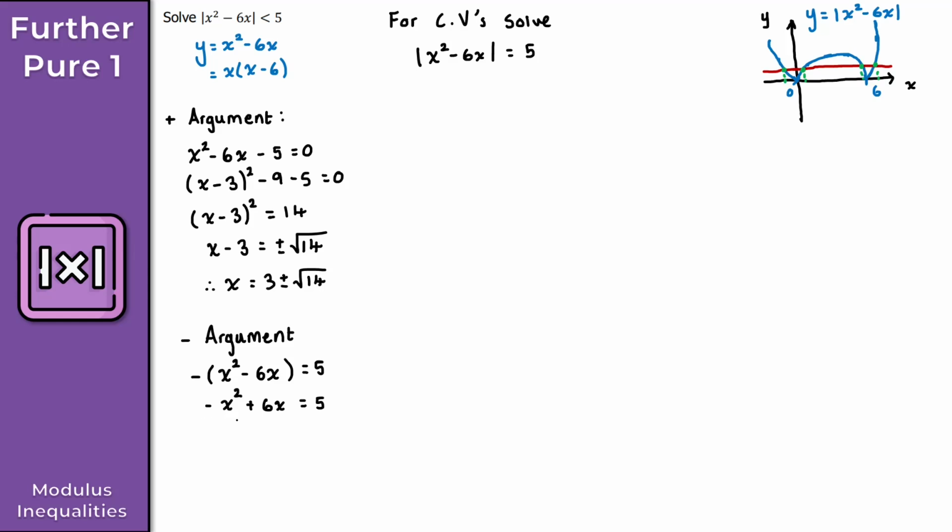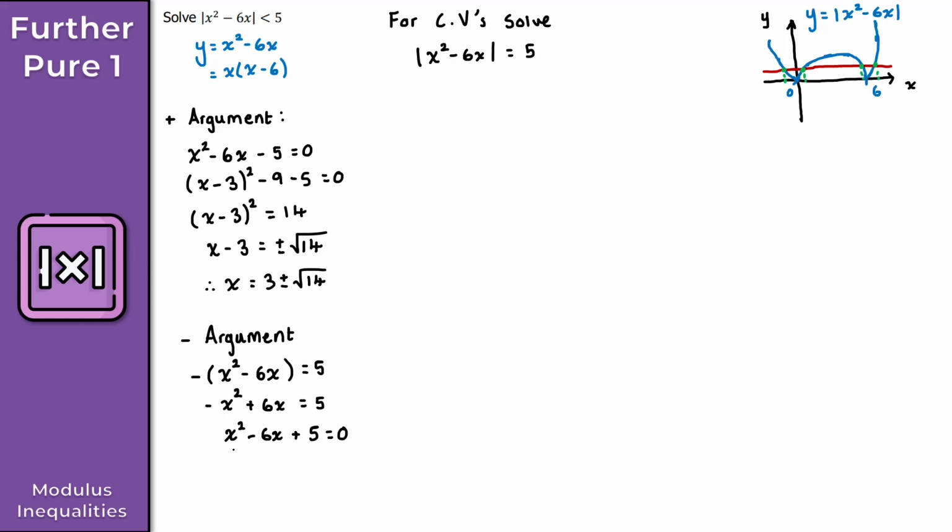Okay. So what I get then is minus x squared plus 6x is equal to 5. So now, because this is negative here, I'm going to add that to both sides. I'm also going to subtract 6x off both sides here. So altogether then, what I get is x squared minus 6x plus 5 is equal to 0.